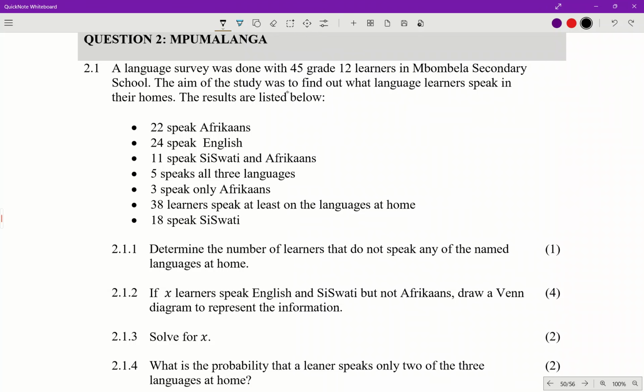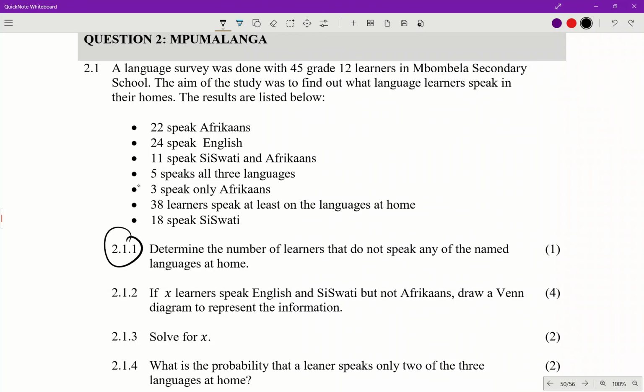The aim of the study was to find out what language learners speak in their homes. The results are listed below. We have 22 that speak Afrikaans, 24 English, 11 Siswati and Afrikaans, 5 that speak all languages, 3 that speak only Afrikaans, 38 learners speak at least one language. This is not specified, you can see. They speak at least one language at their home. They are not specified. You see? So now, 18 speak Siswati.